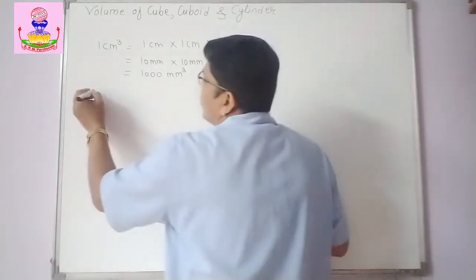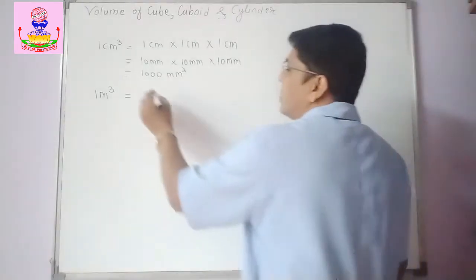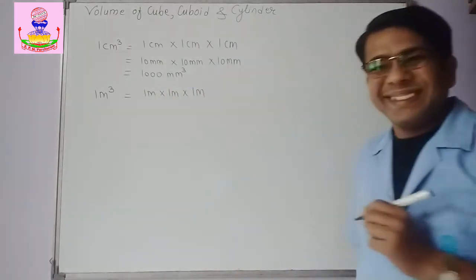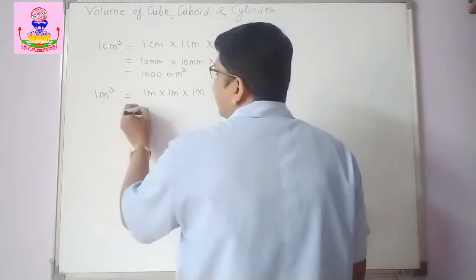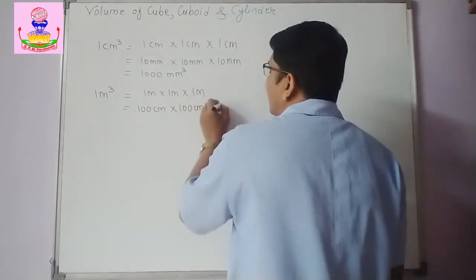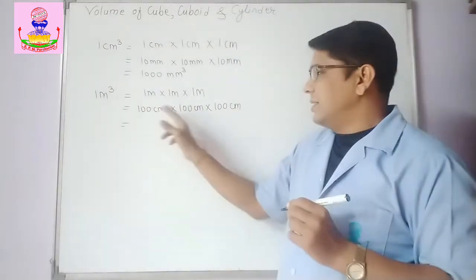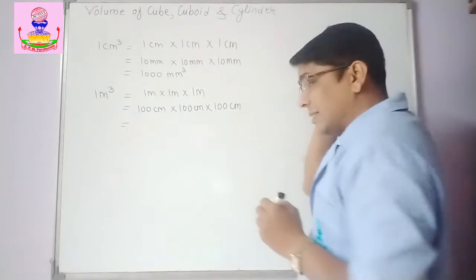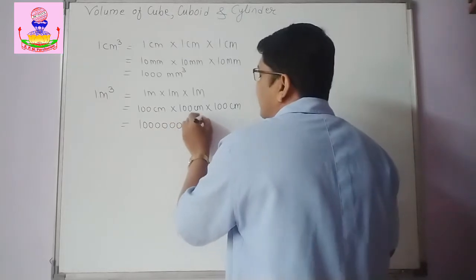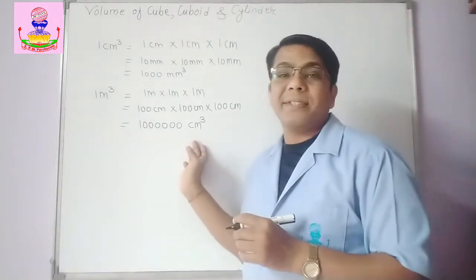Okay. And we also use cubic meters. 1 meter cube. Now 1 meter cube means what? 1 meter into 1 meter into 1 meter. Now 1 meter means 100 centimeters. Right? So 100 centimeters into 100 centimeters into 100 centimeters. So how much is it? 100 into 100 is 10,000, 10,000 into 100 is 10 lakh cubic centimeters. 1, 2, 3, 4, 5, 6. So 10 lakh centimeters cube.